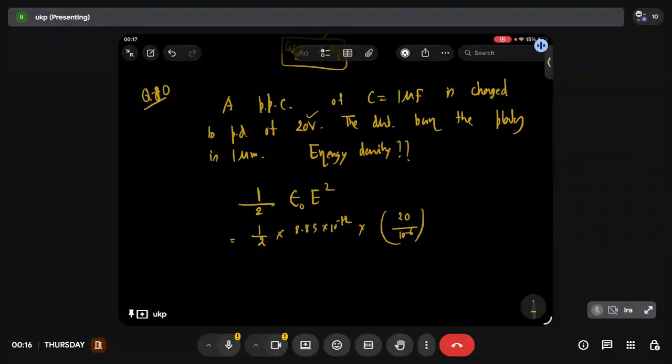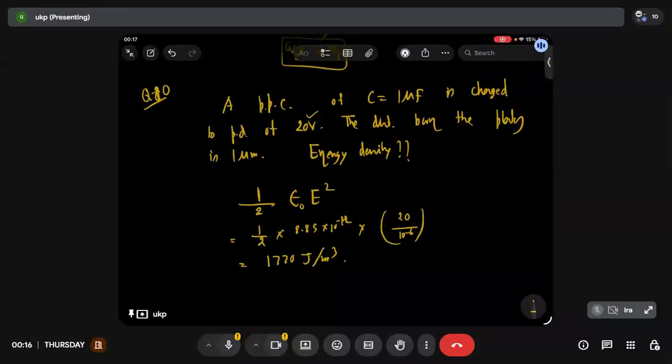8.85 into 10, तो 2.6 एक्टर 0 कैंसिल हो. हाँ, तो इस 1770 जूल पर मीटर क्यूब आ रहा है. Anyone confirm me once? 1770 जूल पर मीटर क्यूब. Yes or no? यही आ रहा है ना?